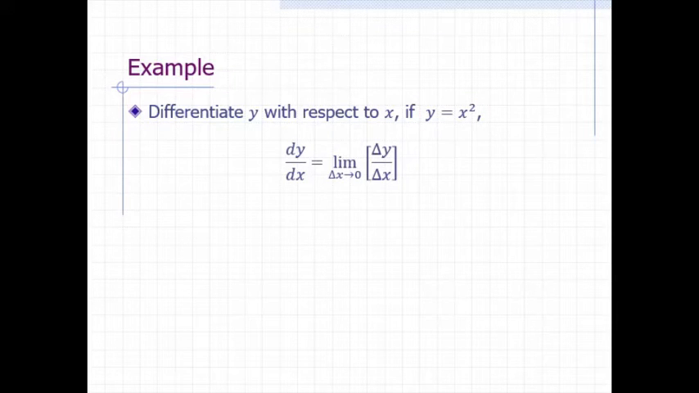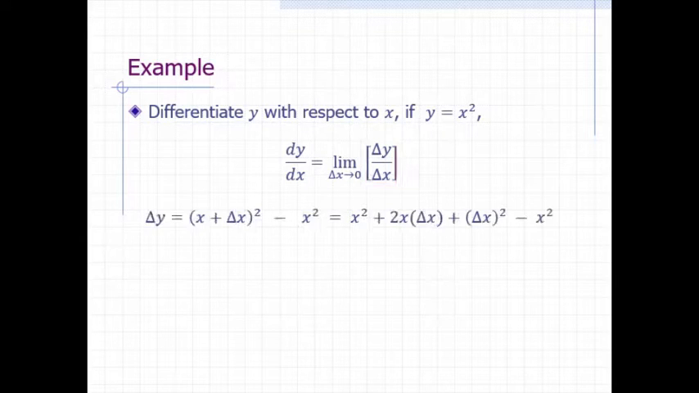Recall that the derivative of y with respect to x is defined as the limit, as delta x approaches 0, of delta y over delta x. Let's first derive the expression for delta y. We are given that y is equal to x squared. In other words, whatever x is, we square it to get y.